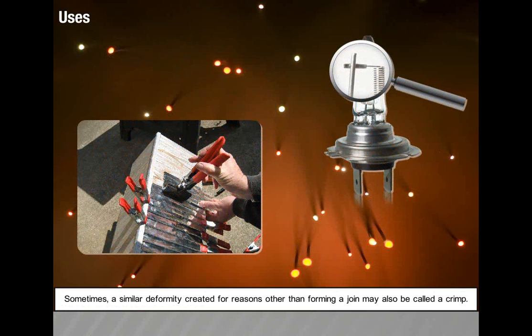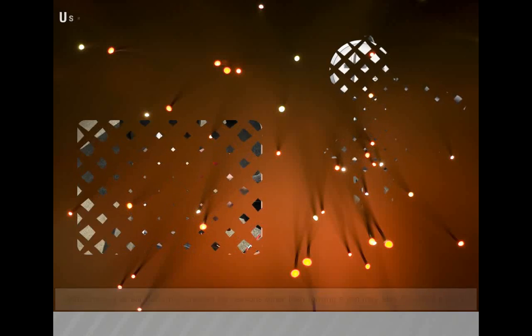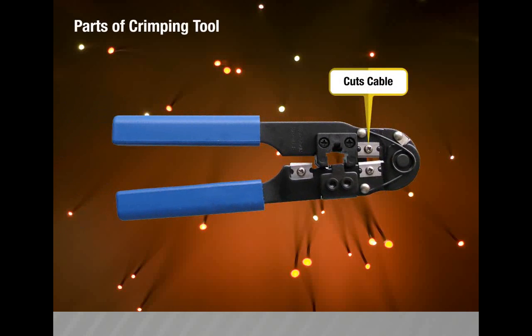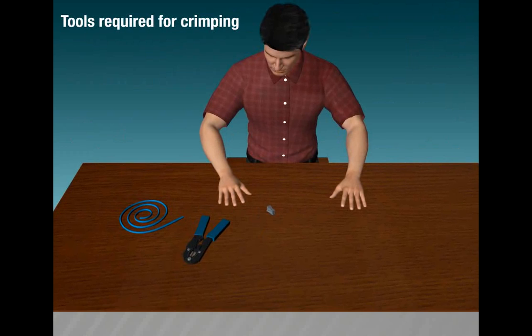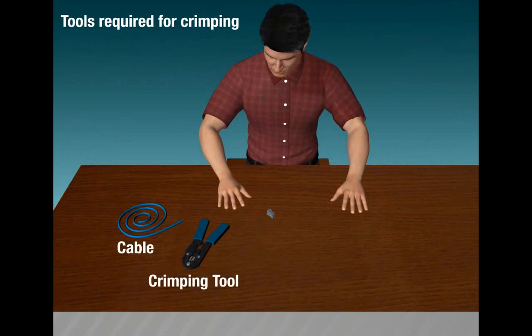Sometimes, a similar deformity created for reasons other than forming a joint may also be called a crimp. Parts of crimping tool. Tools required for crimping: cable, crimping tool, connector.